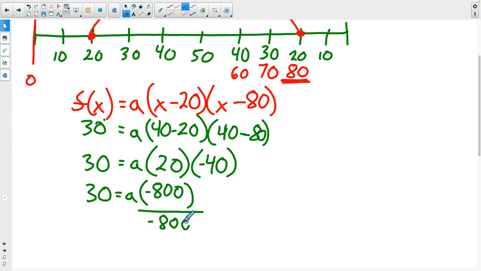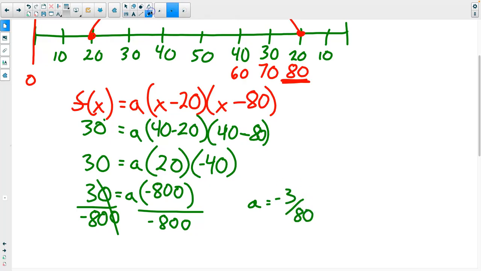Divide both sides. And that's simplified. So 3 divided by negative 80 is what A is. If you have the tens that you can cancel out, don't even use your calculator, just get it done. If you want to check it, that's always fine. But so I end up with that. So A is equal to negative 3 over 80. So I'm going to bring that back up here and write that in.